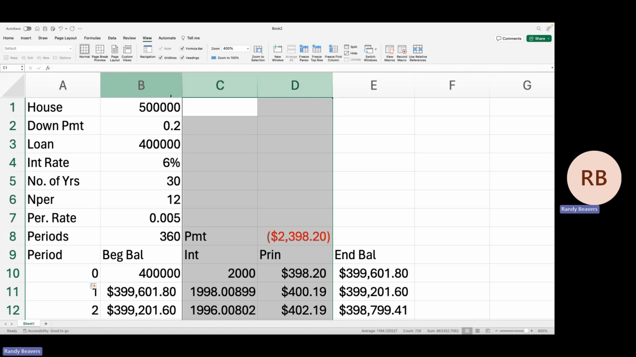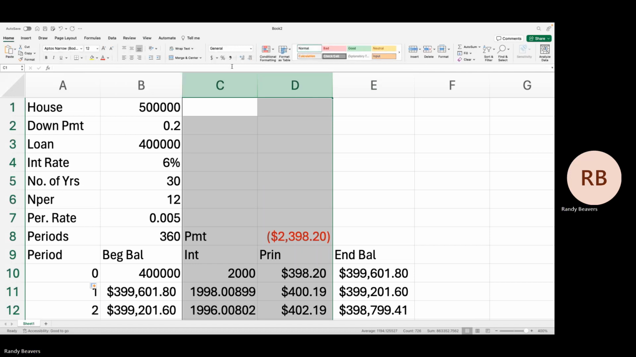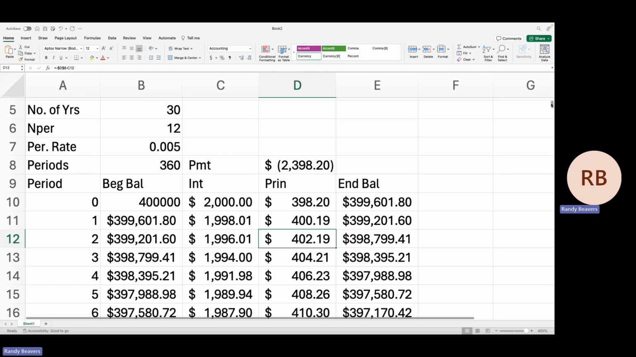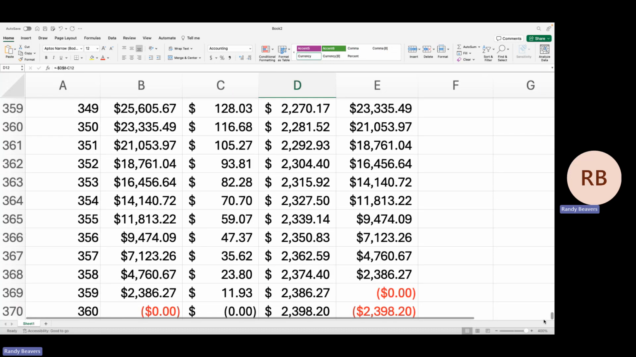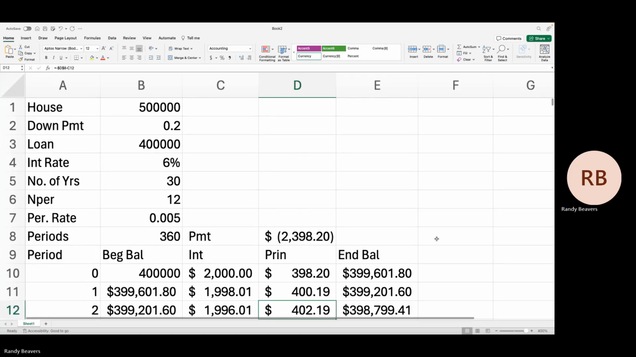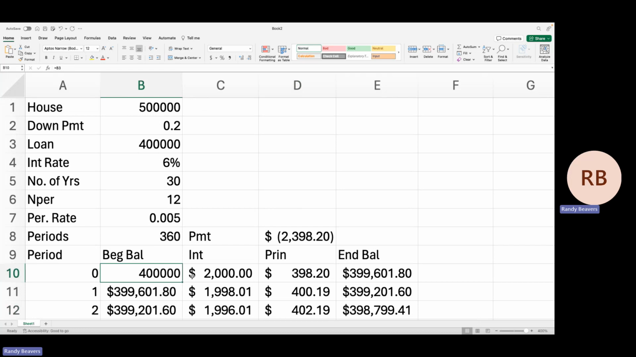Let's make these dollar signs. And hopefully when we get to the bottom of this, we see that the thing is paid off. And there it is, it's $0. Okay, $0. All right. So that's how we anchor in Excel. That's an example of an amortization table.